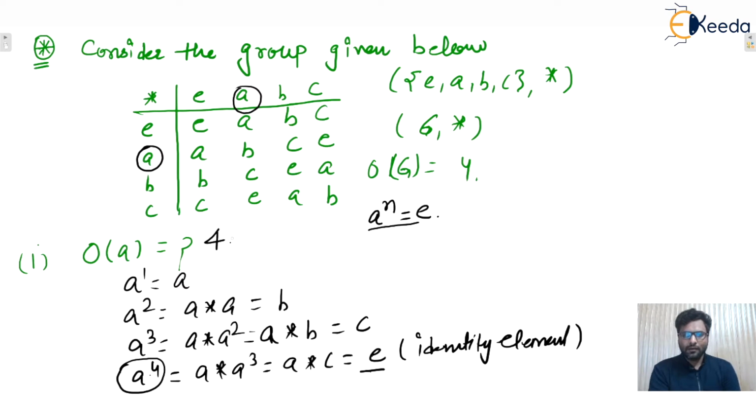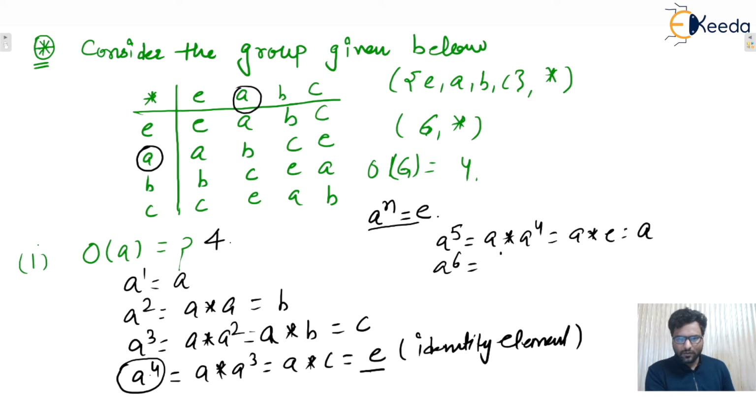Isn't it? Okay, so we can see now that A5 will be A star A power 4, that is A star E, that is A only. Similarly A power 6 will be B. A power 7 will be C. A power 8 will be again E. Similarly we can say that A raised to power 12 will also be the identity element. A raised to power 16, that means multiples of 4.